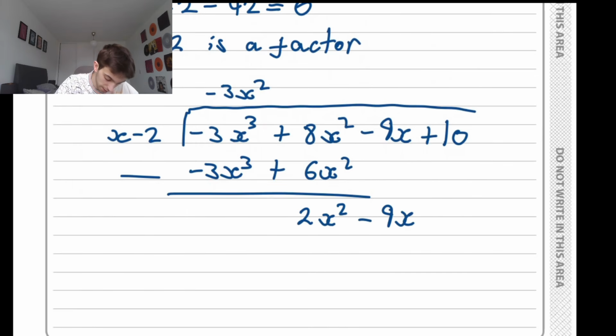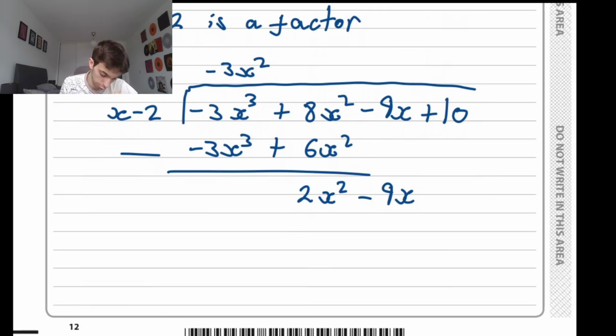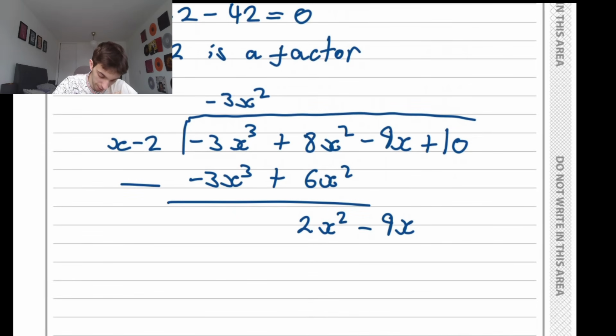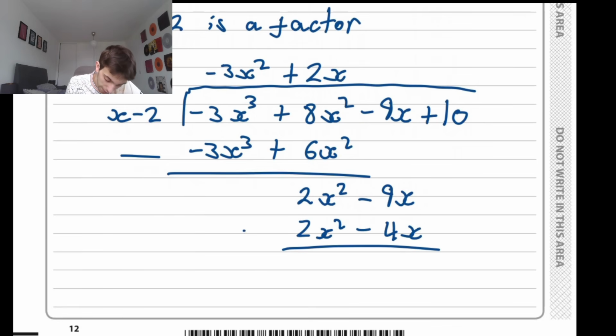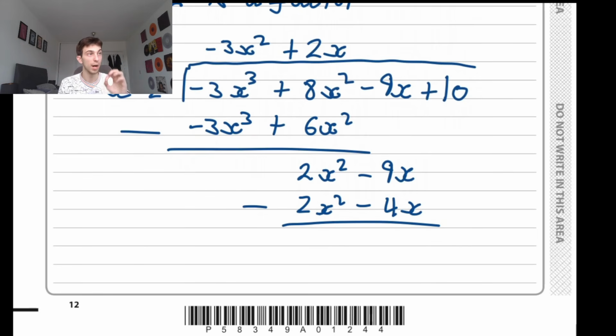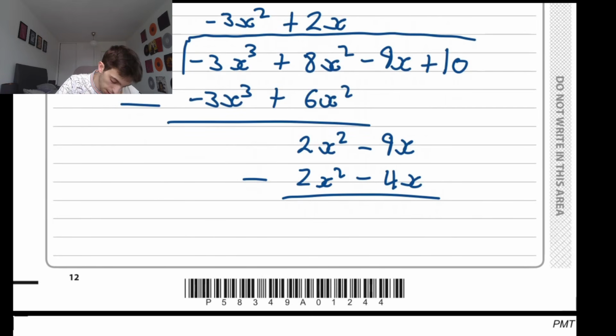We rewrite that 9x. How many x's go into 2x squared? This will just be 2x, so we add on 2x. Then multiplying down, 2x times x is 2x squared, and 2x multiplied by minus 2 is minus 4x. Same thing as before, take one away from the other. Minus 9x minus 4x, so that's plus 4x. We get minus 5x, and we have that plus 10.